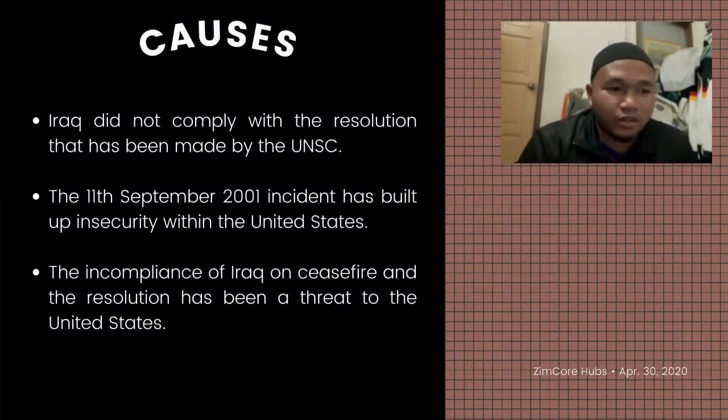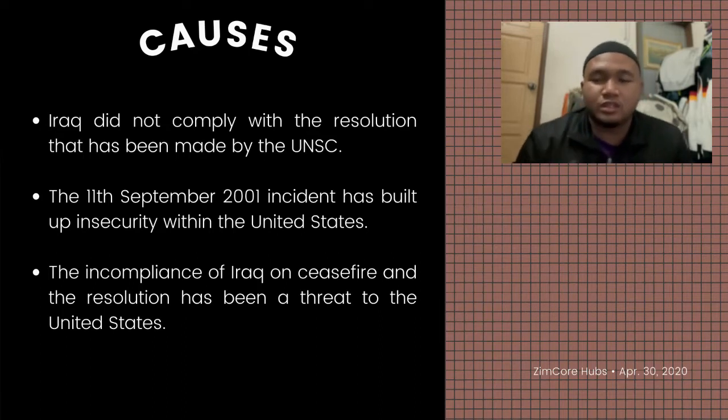My first point is Iraq did not comply with the resolutions made by the United Nations Security Council. The second point is the 11 September 2001 incident, which built up insecurity within the United States. In that incident, the WTC building in the United States was hit by an aeroplane. The incident was intentional, and the US claimed it was an Iraq act. The incident was also linked with Islamic terrorists.